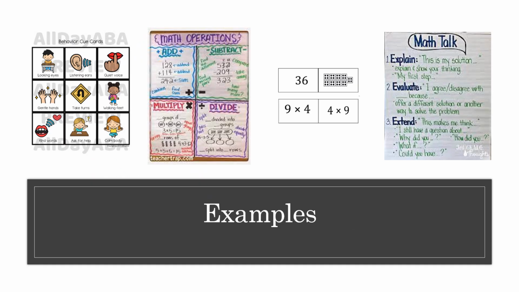Here are some examples of reminders and cues in the form of visual anchor charts. You have your behavior cue cards that you see here on the left that can be displayed in the classroom or used as task cards. You have your math talk poster to the far right that explains the steps when trying to figure out a math problem. And then you have your anchor chart with the math operations that gives examples of how to complete addition, subtraction, multiplication, and division problems.